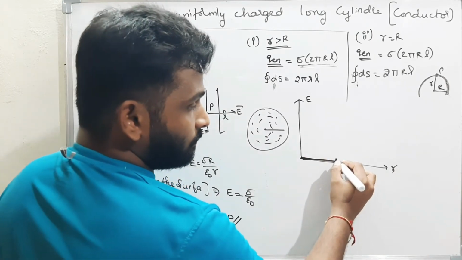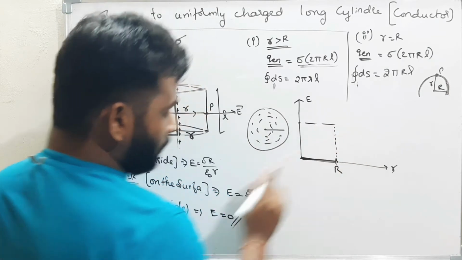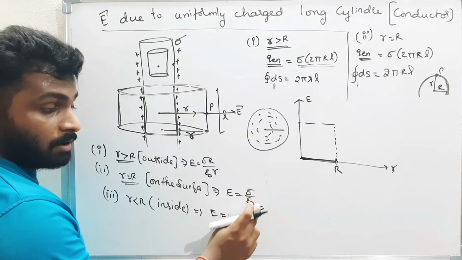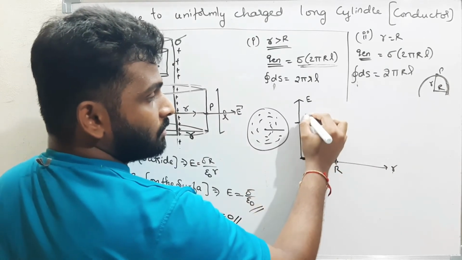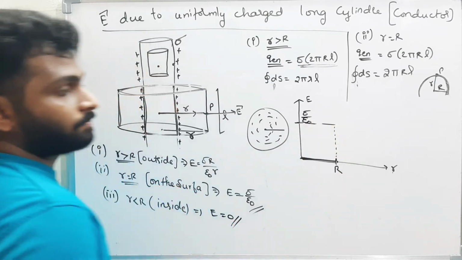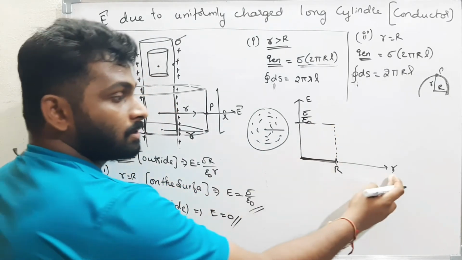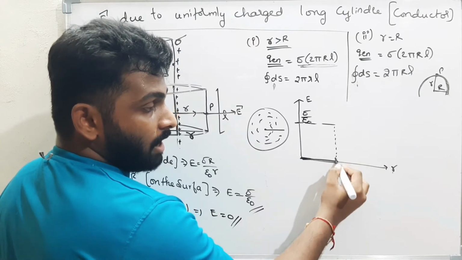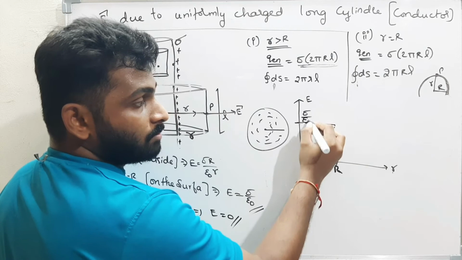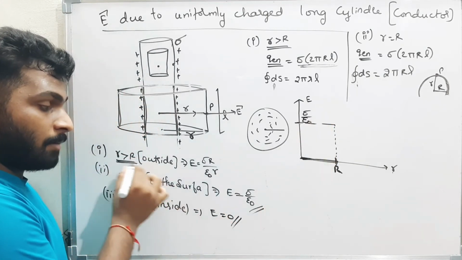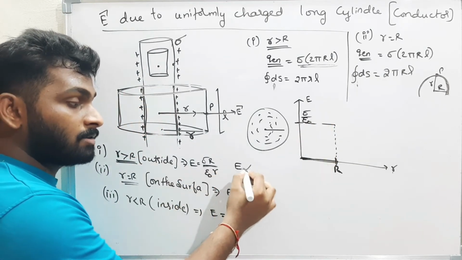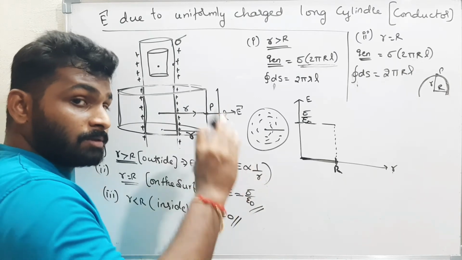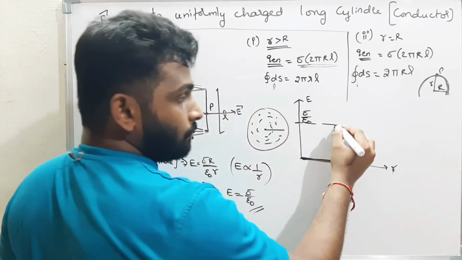Now when r is equal to capital R, that means on the surface, what is the electric field? Sigma by epsilon naught. Therefore this value is sigma by epsilon naught. Now after r is greater than capital R, what will happen? Till R, the electric field is 0. When r is equal to capital R, the electric field is sigma by epsilon naught. After that, when r is greater than capital R, the electric field is inversely proportional to r. That means it is a rectangular hyperbola. The electric field will decrease as the distance is increasing.